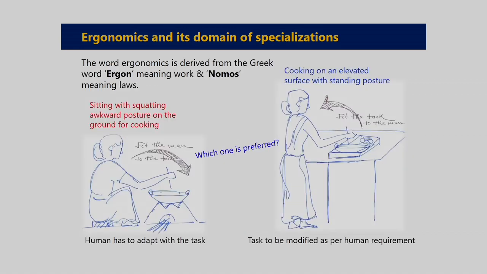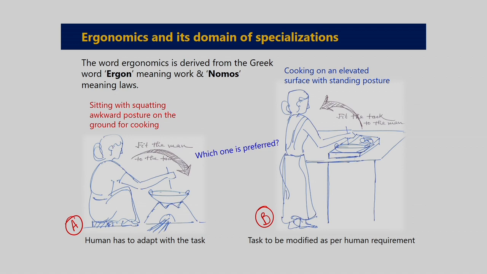Now, what is ergonomics? So, first, this word ergonomics actually came from Greek words ergon meaning work and nomos meaning law. So, in combination this is the law of work. Now, if you look at these two images, one lady is cooking, sitting on the ground in squatting posture, and in another image, what we can see? We can see a lady standing and cooking on a raised platform. So, if we consider this is the scenario A and this is the scenario B, then which one is preferable for us from the viewpoint of ergonomics?